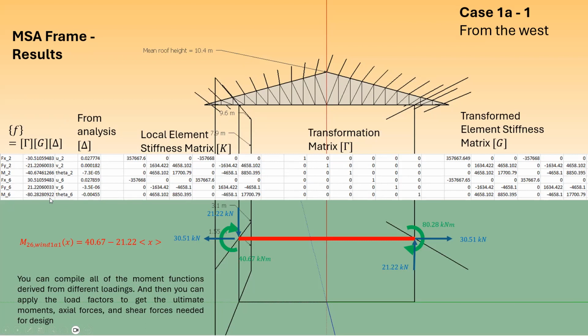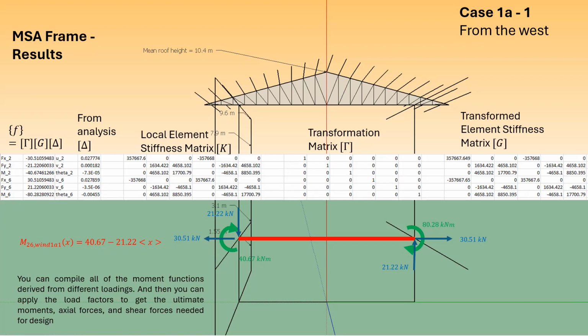So ito yung with respect sa local axis ng member, because ito yung gagamitin mo sa analysis to get yung maximum axial. So obvious naman dito na 30.51 yung axial force. Tapos meron kang shear na 21.22. Then meron kang moment. And yung moment can be represented by a function right here. So 40.67 minus 21.22. And what you'll get here actually is an M max of 80.28 kilonewton. So yun yung ginagamit sa design.